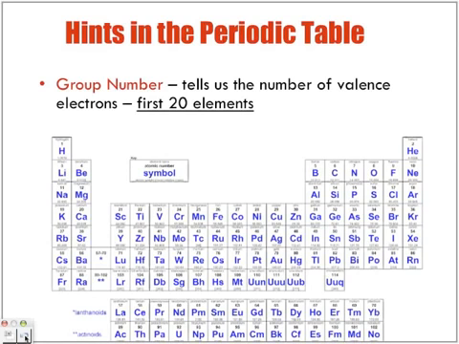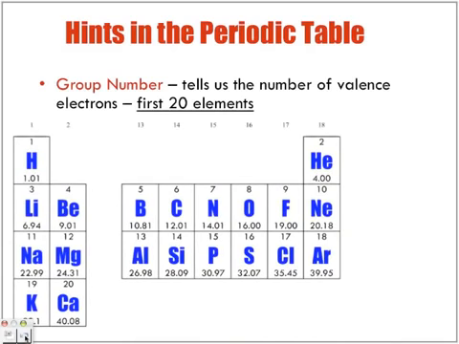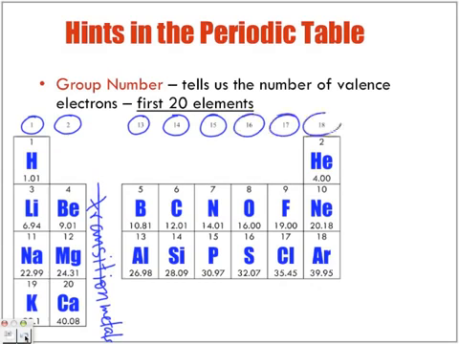Now, some more hints. Group number, as I told you guys, tells us the number of valence electrons, and this works primarily for the first 20 elements. So, we've got the entire periodic table here. Let's look at the first 20 elements, because this rule is going to apply greatly for the first 20, and that's all you're going to be responsible for. So let's look at the first 20, and notice how the group numbers are numbered. 1, 2, look at the gap here. This gap here has what we call the transition metals. We'll worry about that next year. So we've got the transition metals, and then we jump across to the next part at 13, 14, 15, 16, 17, and 18.